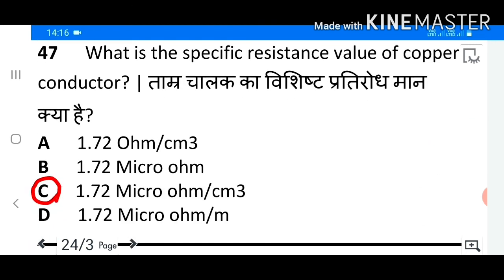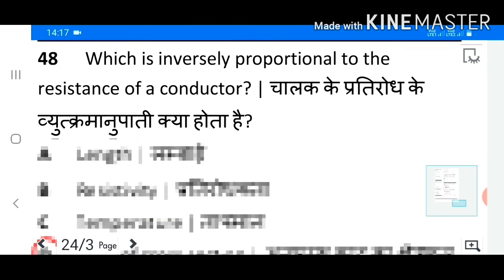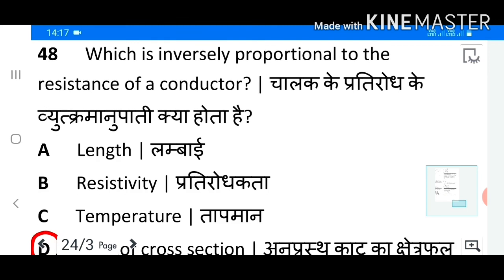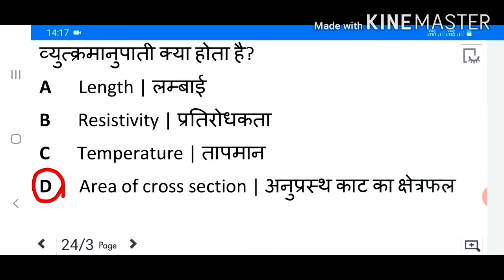47. What is the specific resistance value of copper conductor? Answer C. 1.72 micro ohm per centimeter cube. 48. Which is inversely proportional to the resistance of a conductor? Answer D. Area of cross section.